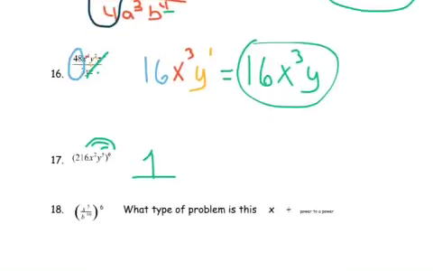For number 18, number 18 deals with a power to a power. So the first thing I'm going to do is distribute that 6 into everything. And remember, when you distribute or raise a power to a power, you multiply. So we would have x to the 30th over b to the 10 times 6 is 60th. That's your answer.